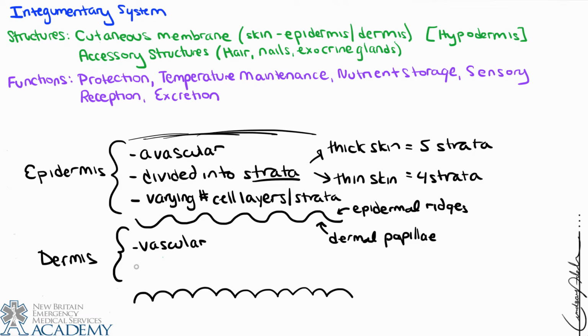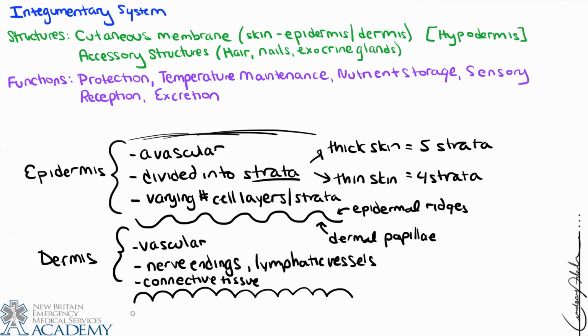And then the next layer below the epidermis is the dermis. And from the dermal perspective are upward projections named dermal papillae. And we'll cover the specifics of each of those in a little bit. Now, the dermis, as we mentioned, is vascular. It also contains nerve endings and lymphatic vessels. It's primarily made of connective tissue and has a couple of different layers itself.